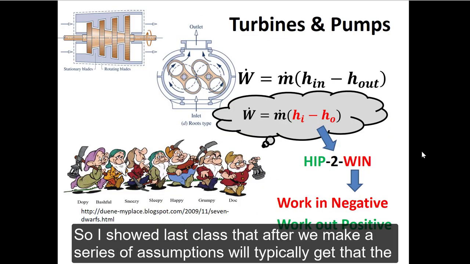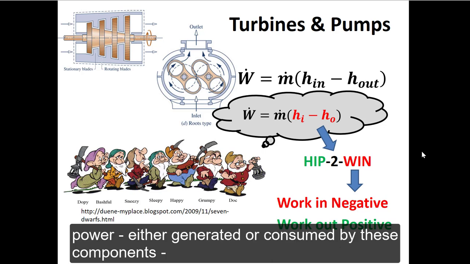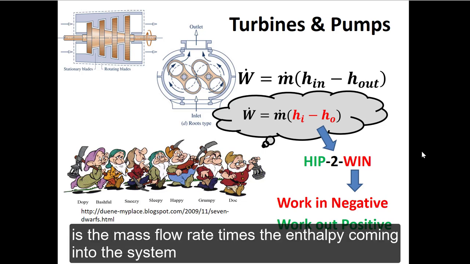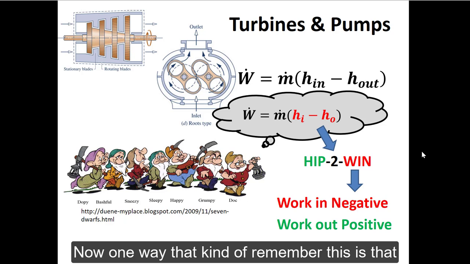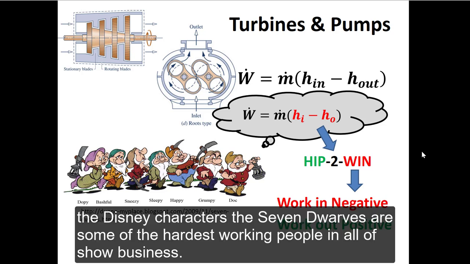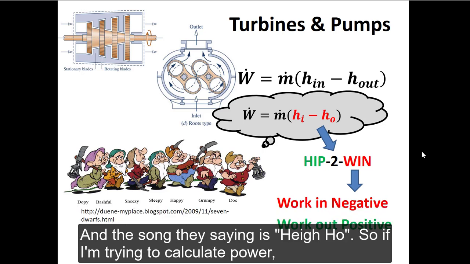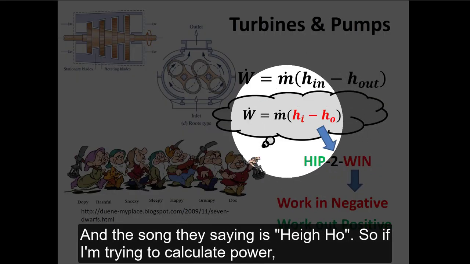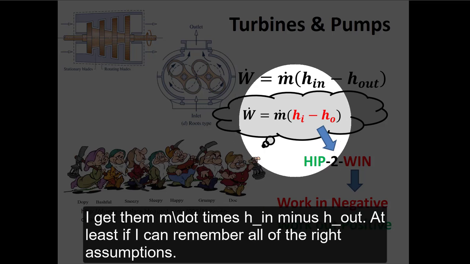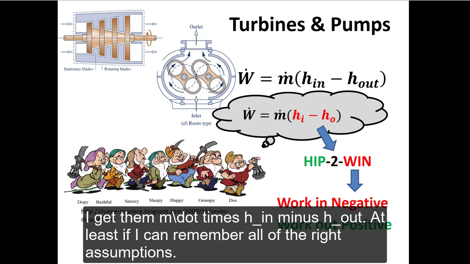So I showed last class that after we make a series of assumptions, we'll typically get that the power either generated or consumed by these components is the mass flow rate times the enthalpy coming into the system minus the enthalpy going out of the system. Now, one way to remember this is that the Disney characters, the seven dwarves, are some of the hardest working people in all of show business. And the song they sing is Hi Ho. So if I'm trying to calculate power, I get m dot times h in minus h out, at least if I can remember all of the right assumptions.